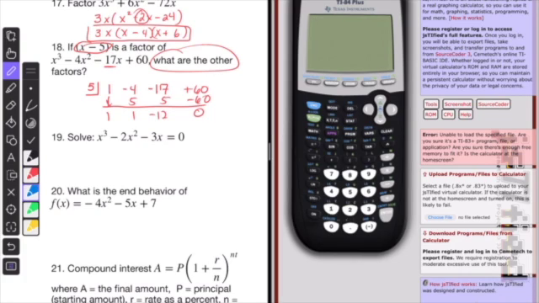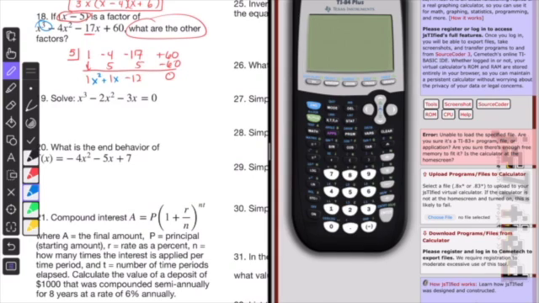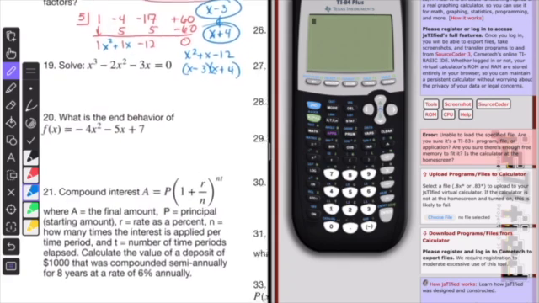Now remember, this started as an x cubed, so when I divided out the x minus 5, it's now x squared plus x minus 12. And so now I got to factor this x squared plus x minus 12 to find my other two factors. So x and 3 times 4 and positive and negative. So the other two factors are x minus 3 and x plus 4. So yep, it's a factor, and I can find the other ones.